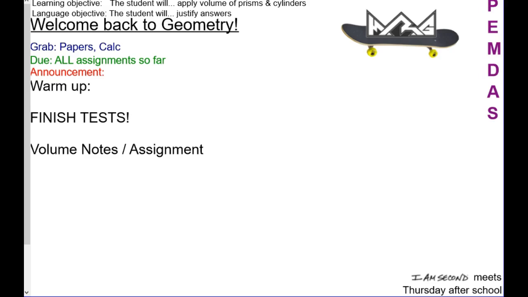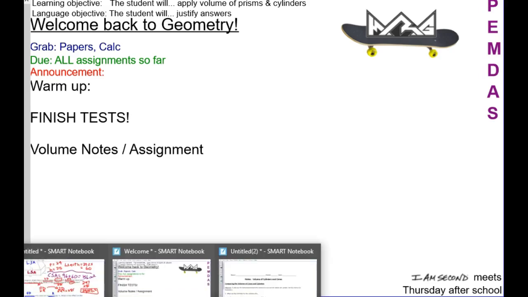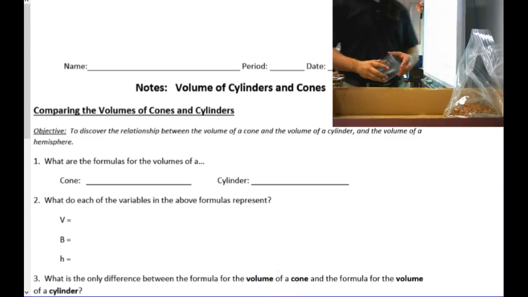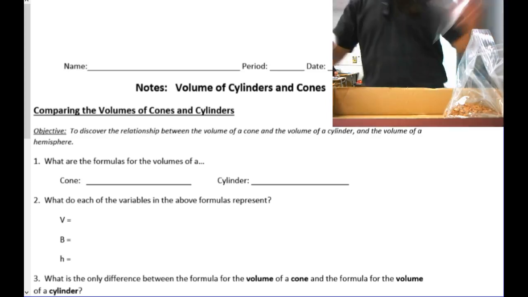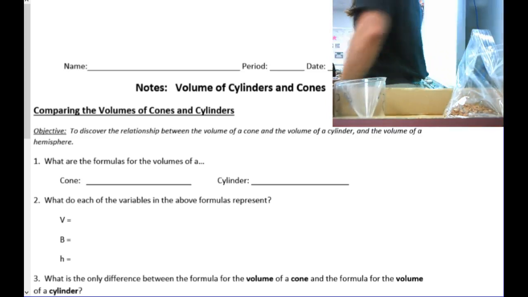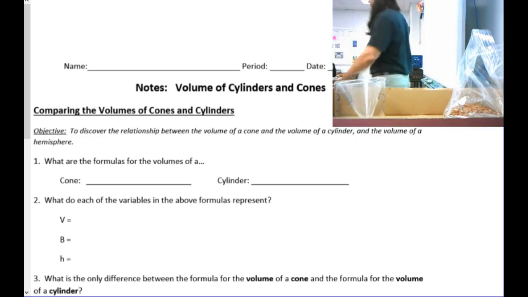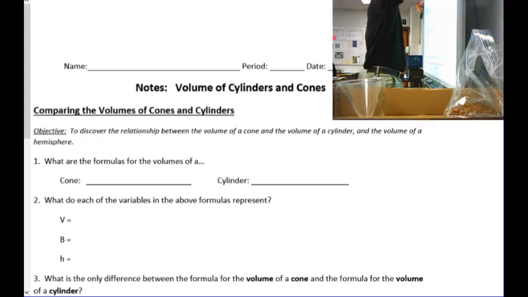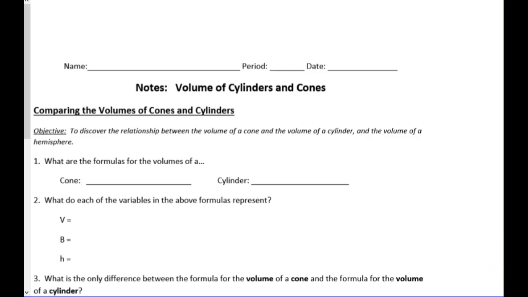Alright, so let's look at our notes. This sheet right here. Now, let's write this down. This says, comparing the volumes of cones and cylinders. Our objective is to discover the relationship between the volume of a cone and the volume of a cylinder, the volume of a hemisphere, eventually.